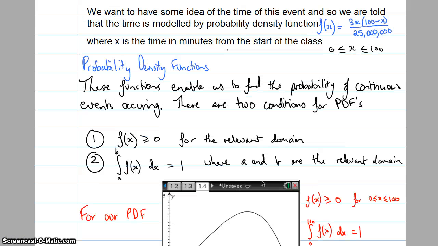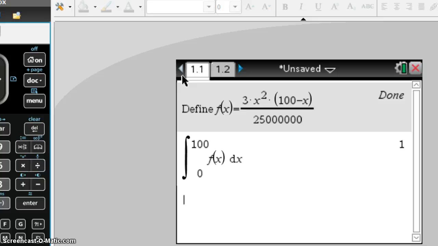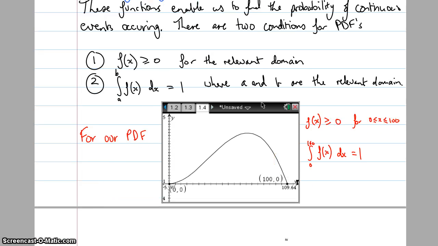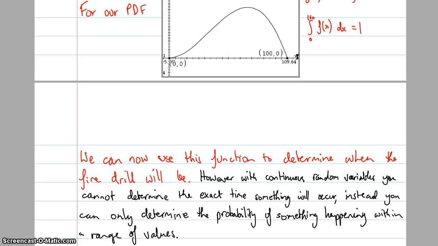Lucky I did check this. I've made small mistakes, actually probably a big one. That should be x squared. So 3x squared times 100 minus x. Now if I define it on my calculator and integrate between 0 and 100, I get the answer of 1, which means that it is a PDF, and so therefore I can start using this graph for probability. So that's what I'll do in the next video.